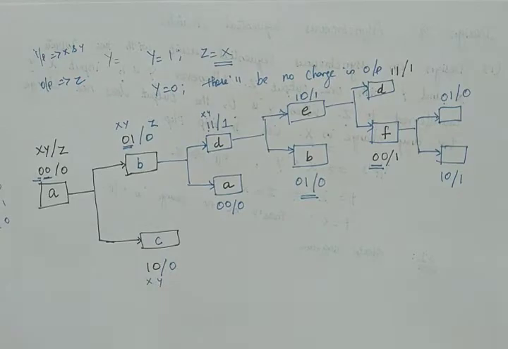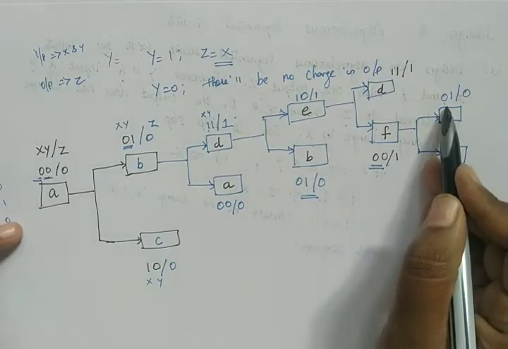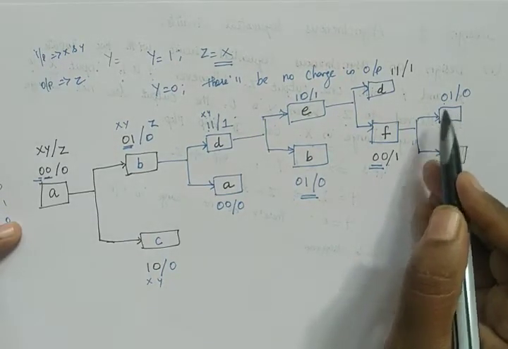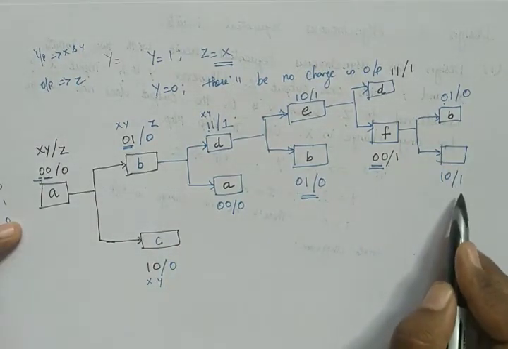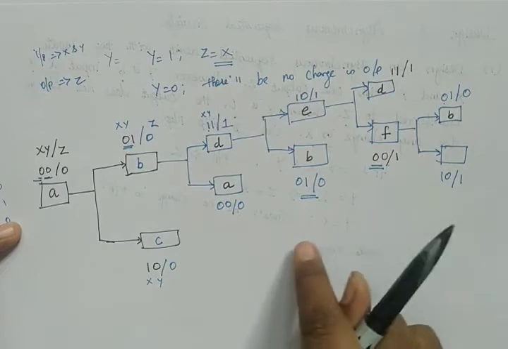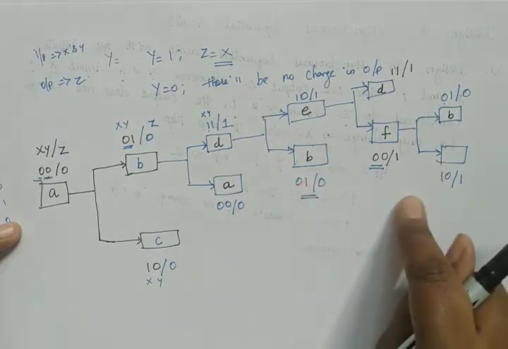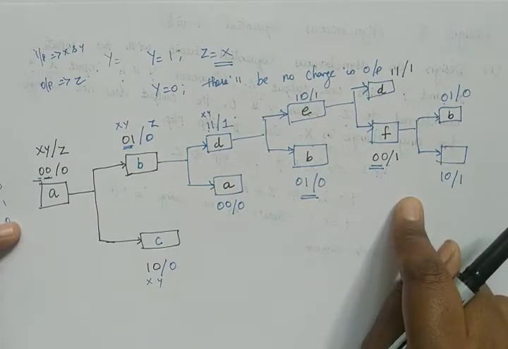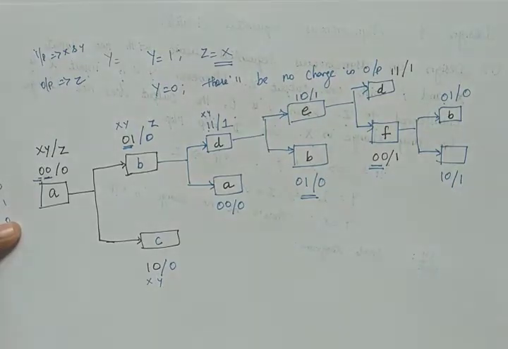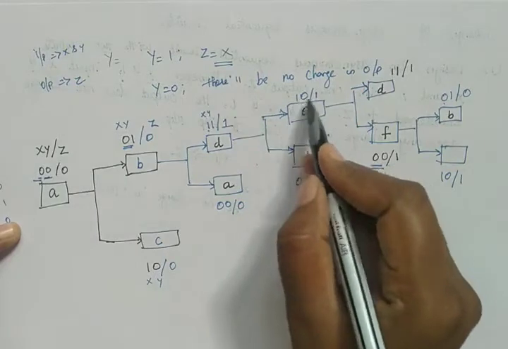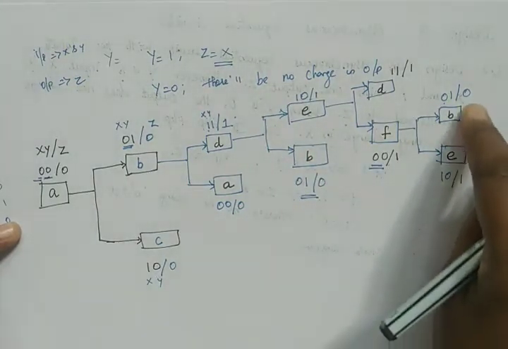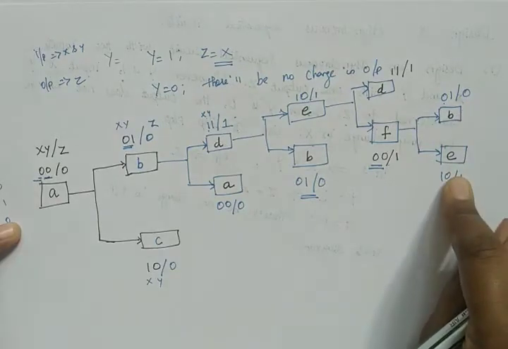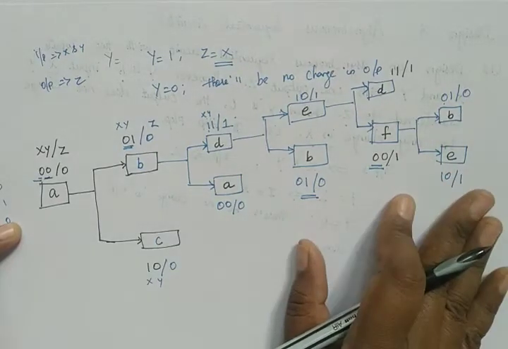That's it. Now we have to check whether the state exists already. So check here, 0 1 by 0, that is B. Here it is 1 0 by 1. Where is it 1 0 by 1? We have to check this. If this exists already, then we have to complete here. That is 1 0 by 1 is E. So now already this B and E exist. So no need to continue this. We have to stop here.